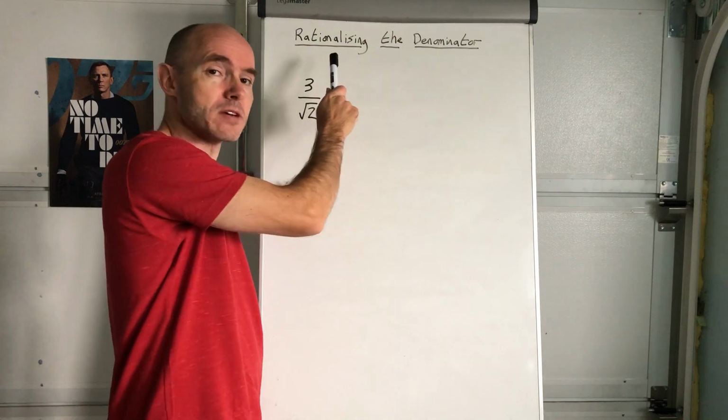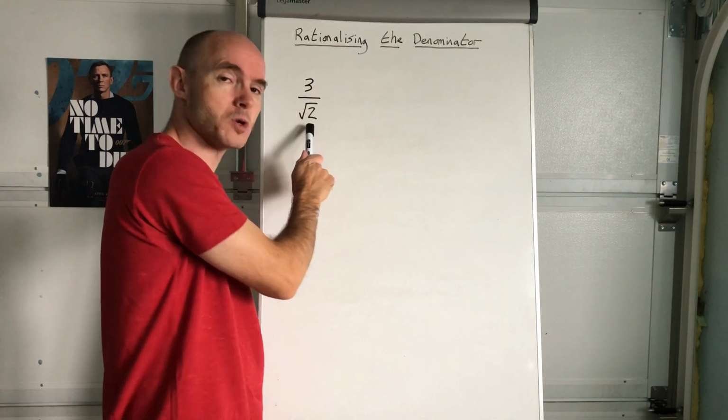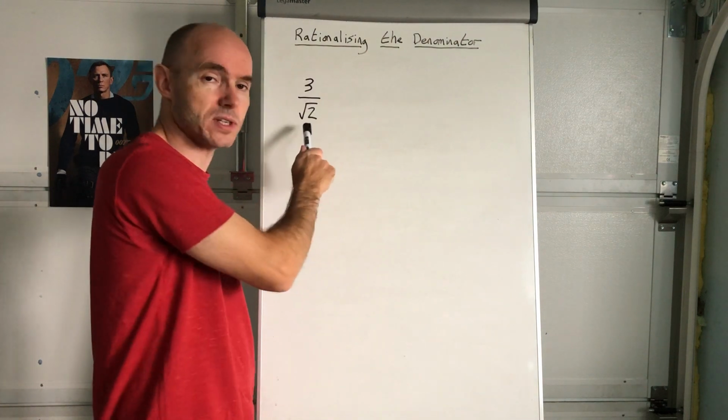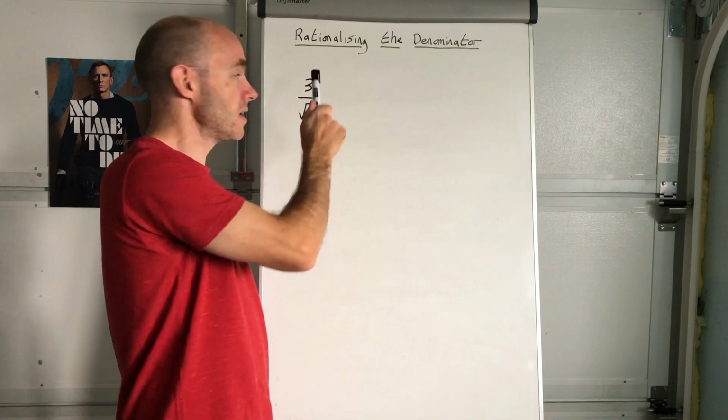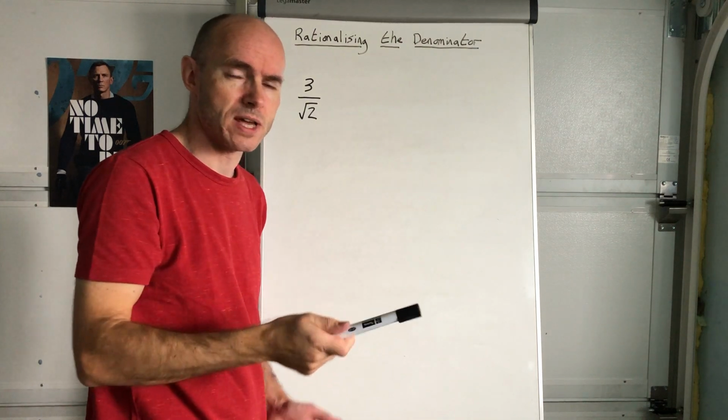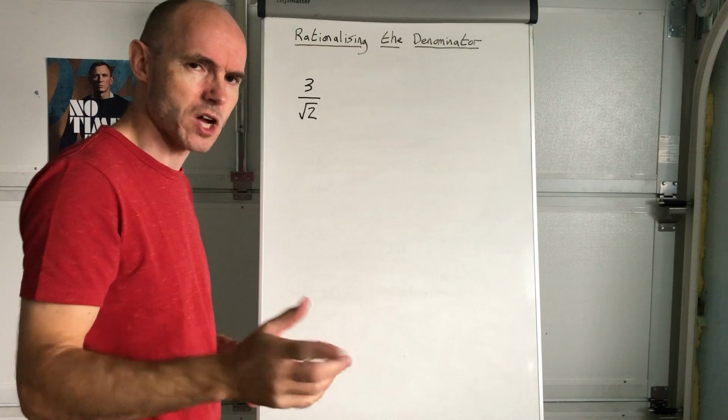Rationalising means make it rational. Now, as you know, root 2 is not a rational number, okay? So what we need to do in this question is to make this fraction the same but with a rational denominator. That's what rationalising the denominator is. Now, why would you want to do that? Let me just give you an example before we do that.